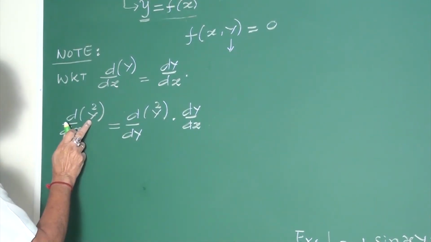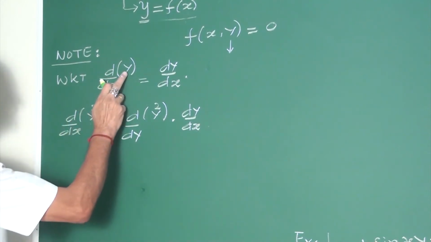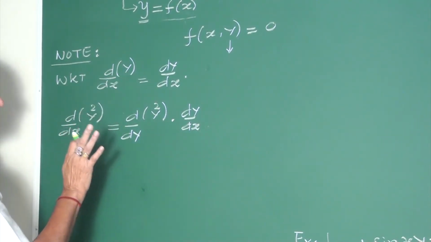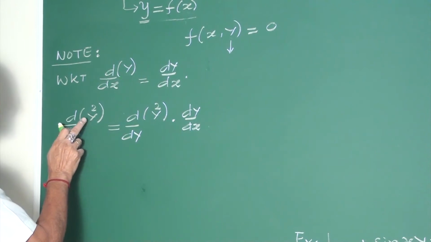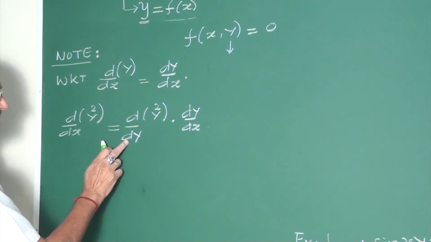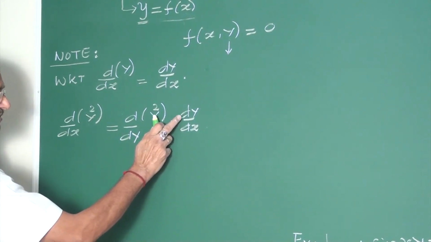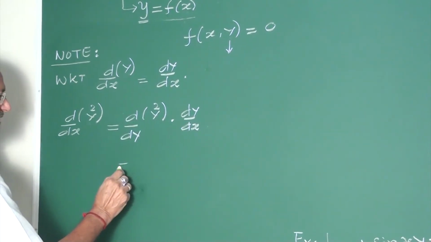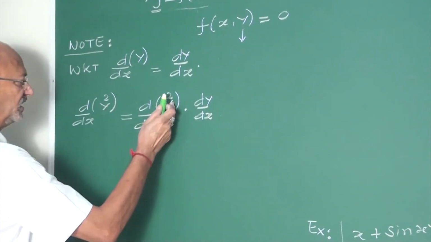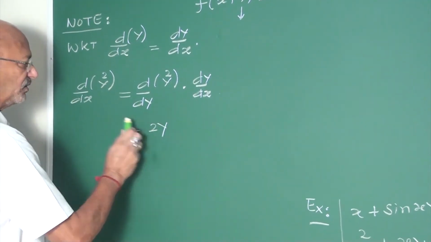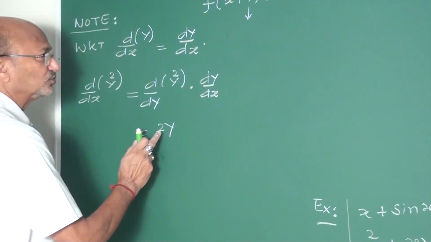If it is other than y, remember, first differentiate that other than y with respect to y, then y with respect to x. Tell me, my friends, what is this? The derivative of y square is 2y, because y square with respect to y is 2y.